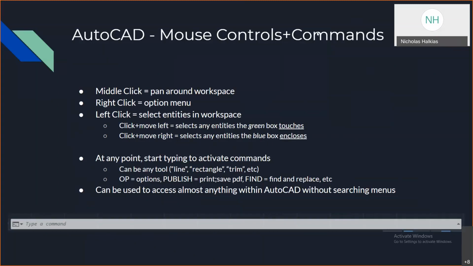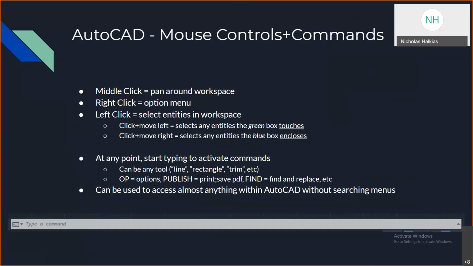And something that's really intuitive about AutoCAD and all of its add-ons is the command line. Like I said, you pan around the workspace with your middle click, so you're not using your WASD. What you do is at any point you can just start typing and you can access almost anything within AutoCAD. So if, instead of using your mouse, you want to get the line tool, you can just type in line and then hit enter and you'll have the line tool selected. Same thing with rectangle, trim, etc.